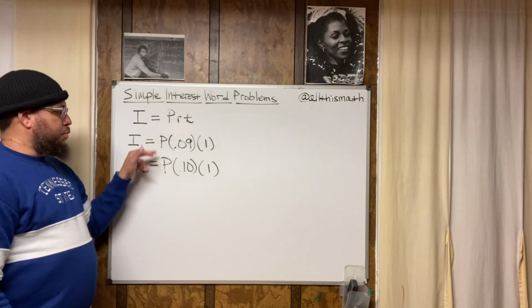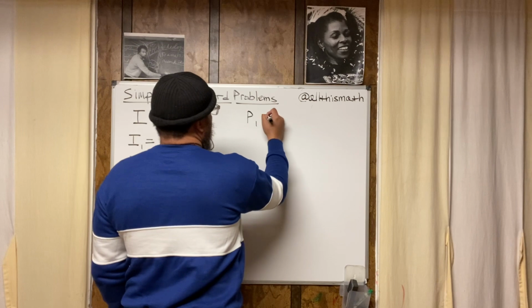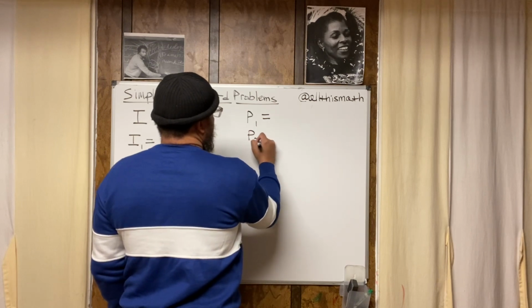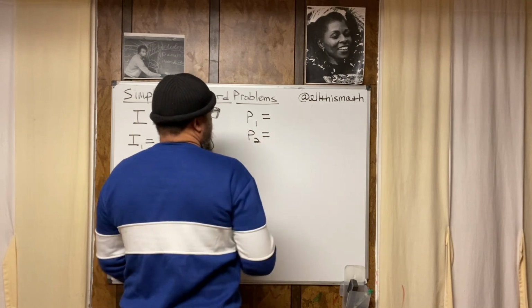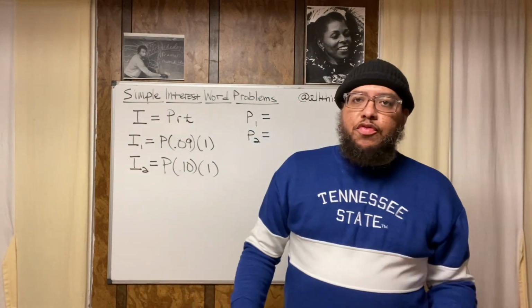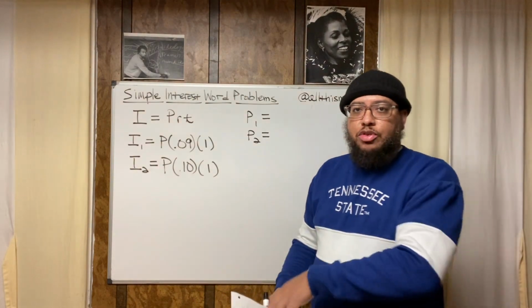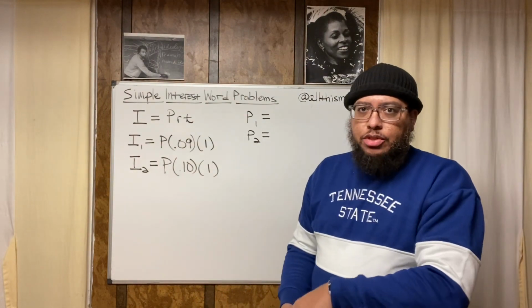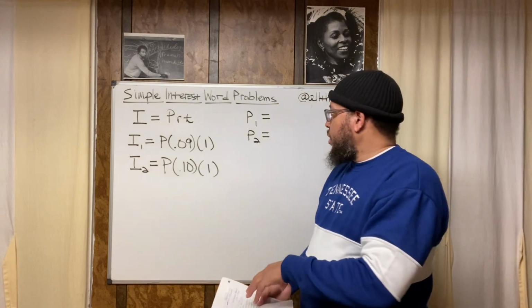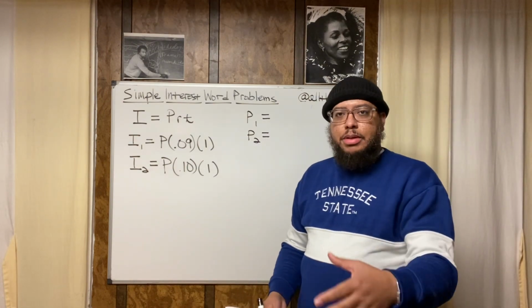Now we got to do something about these principals. We're going to figure out what we're going to call principal 1 and what we're going to call principal 2. Principal 1, we have no idea what it is, so we're going to do some algebra. This is what I was talking about earlier. We got to know how to do this. We're doing personal finance right now, but we need to do algebra in order to do personal finance. Keep that in mind.